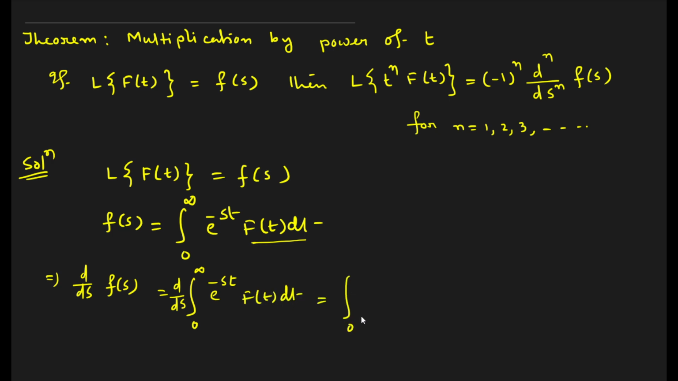Then in the next line we can write del by del s. Now why del? Because s and t are independent, so d and del will be the same here. The total differential and partial differential will be the same. We take del by del s with e to the power minus st, because s is there. And f of t dt we can write separately because this is completely in t.